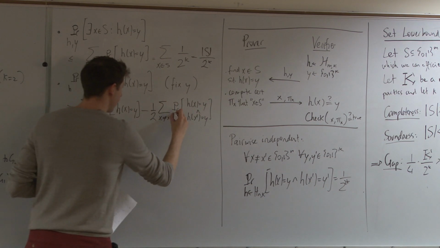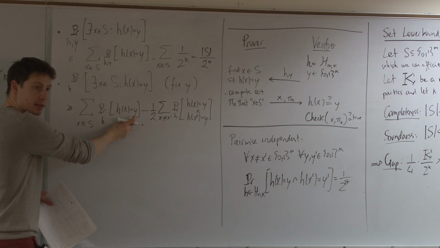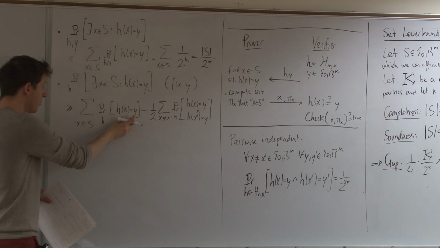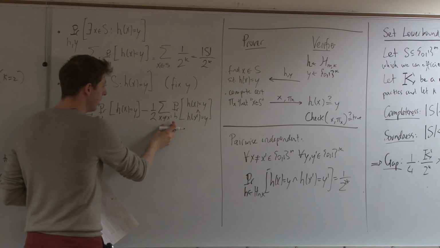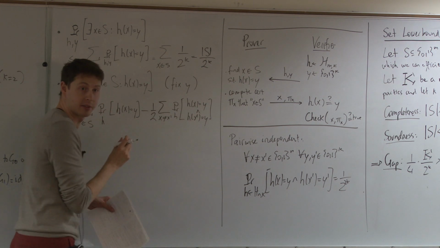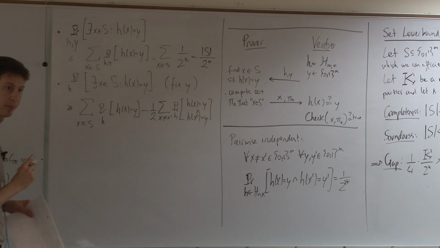Okay, it's probability over h. So this is just inclusion and exclusion, right? So I have this family of events, E_x. Here I'm looking at least at the sum of these events minus half the sum of the probability of the intersection of the events, E of x and E of x prime.